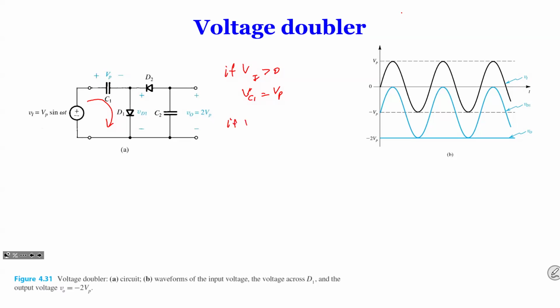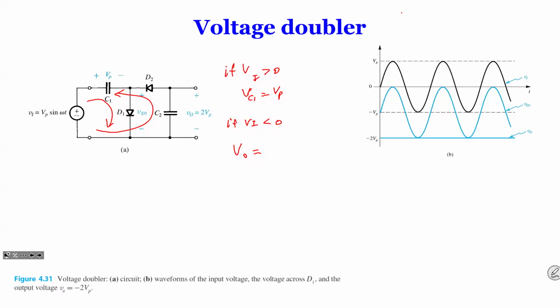And then if Vi is less than 0, you have current flowing this way. Now you count VO. When Vi is less than 0, your current flows from the bottom through C2 and all the way to Vp.